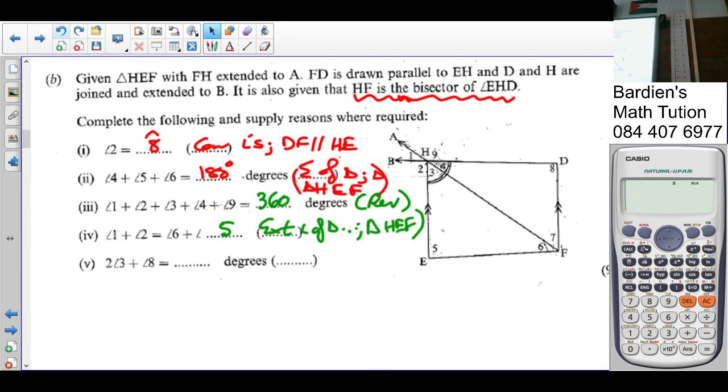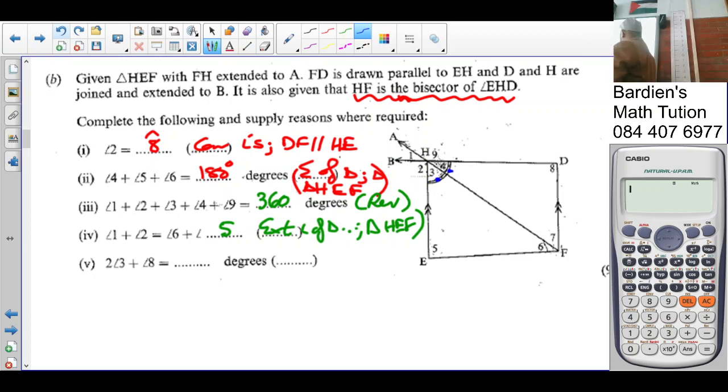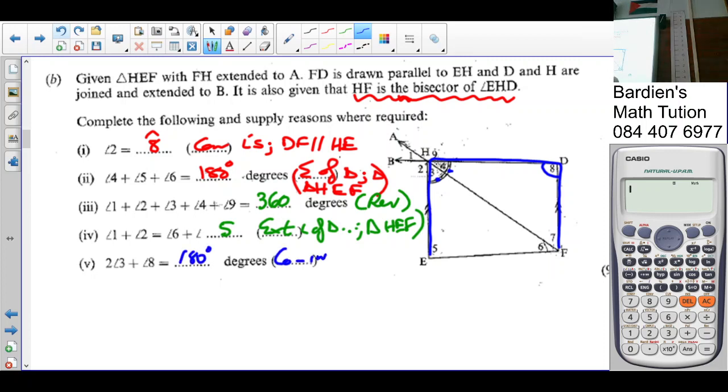Right, last one. We'll go with the blue. Twice angle 3. But remember, 3 is the same as which angle? 4. Just don't forget. Twice angle 3 plus angle 8 is equal to what? 180. Twice angle 3, so it's angle 3 plus angle 4, plus angle 8 adds up to 180. Why? Co-interior angles, with HE being parallel to DF.